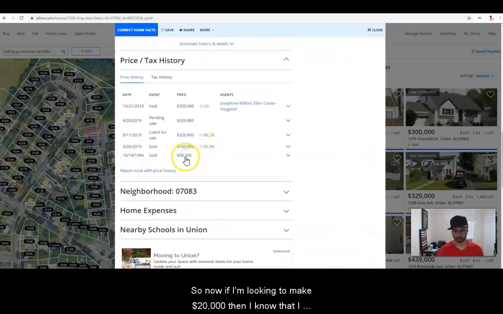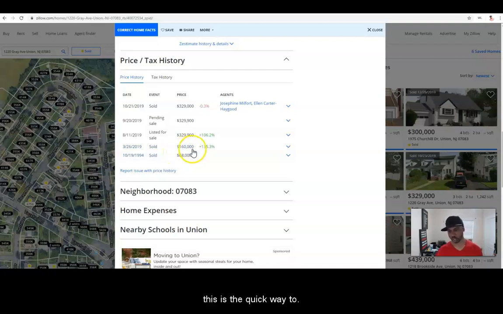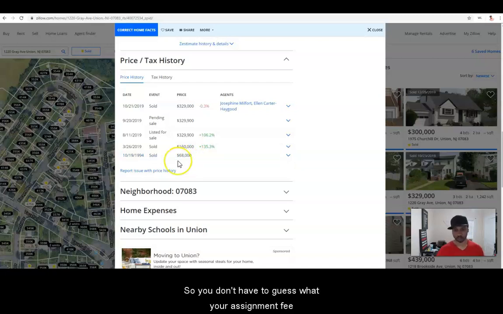So now if I'm looking to make $20,000, then I know that I would have to make an offer of $140 for this property. So this is a quick way to find out what investors are paying, so you don't have to guess what your assignment fee should be or how much you should offer, because you just take $20,000 off the $160 and offer $140.